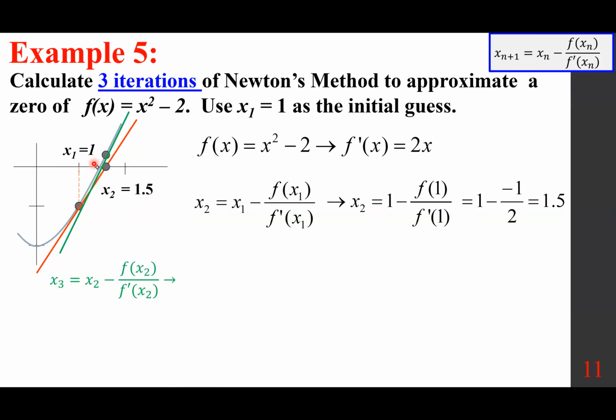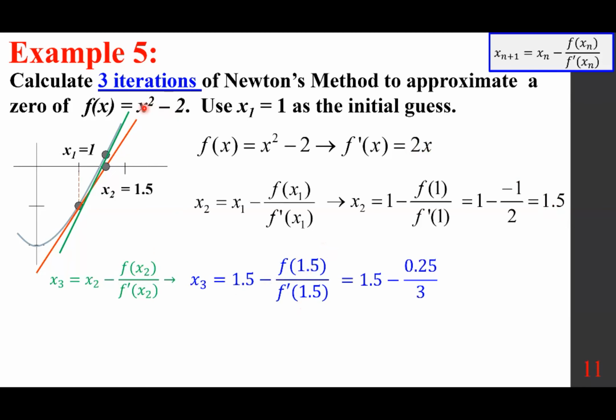Let's plug in. So x sub 2 is 1.5. If I plug in 1.5 here and 1.5 here, let's see what happens. F of 1.5: 1.5 squared is 2.25, minus 2, it becomes 0.25. If I plug it here, 2 times 1.5 is 3. So 1.5 minus 0.25 over 3.